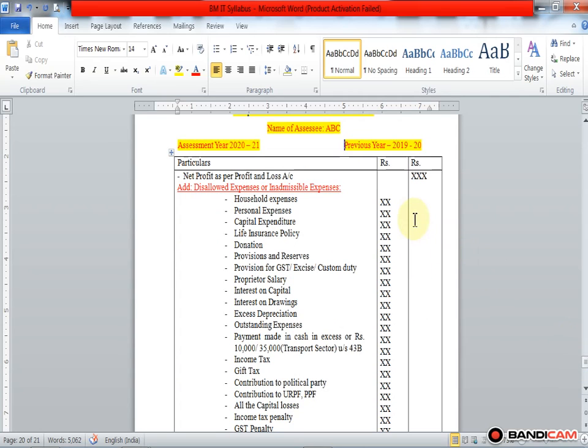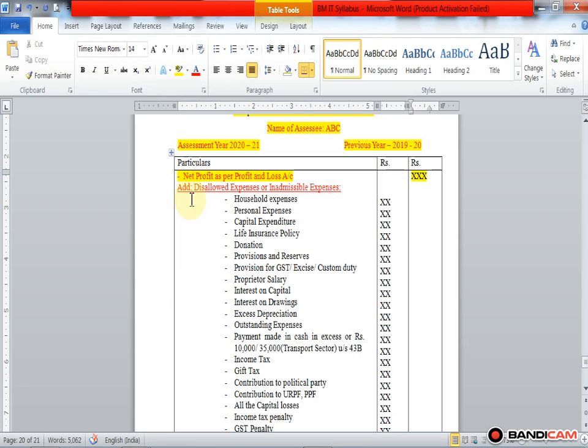Here, particulars and rupees: prepare three columns. First column is particulars, second column is rupees, and third column is rupees. First of all, we write the net profit as per profit and loss account, and if an income and expenditure account is given, then surplus as per income and expenditure account. We write the net profit directly in the outer column.